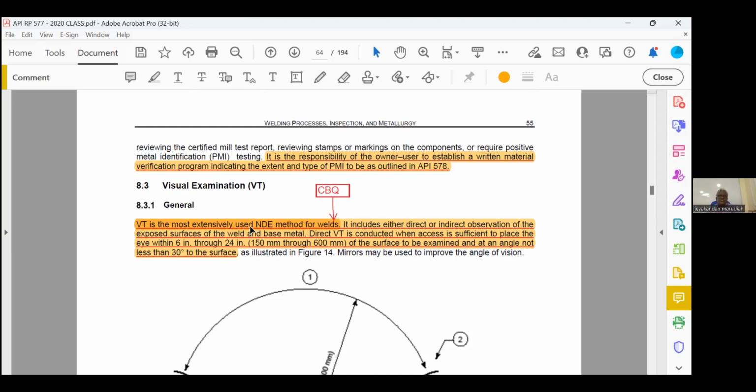VT is the most extensively used NDT method for weld. That is a closed book question. You remember I asked during the class, which is the most widely used NDT? The answer is visual testing. It is given here. It includes the direct or indirect observation of the exposed surface. Direct is conducted when access is sufficient to place the eye at 6 inch to 24 inch from the surface, at not less than 30 degree. Highlight that also. That is the VT distance between eye and the surface.